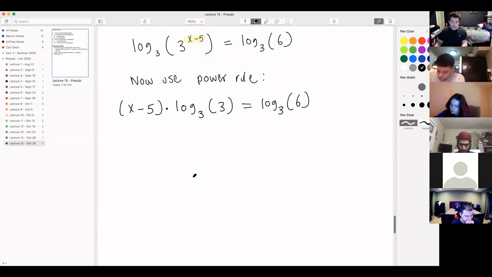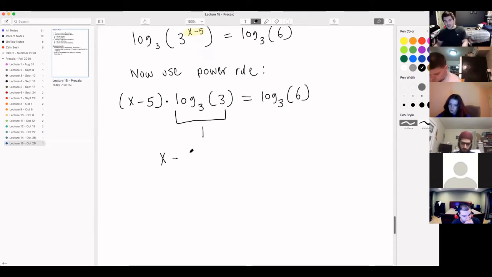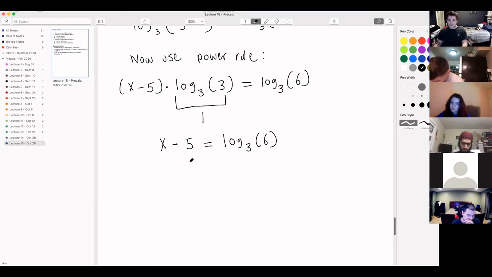Good. And the whole point of using log base 3 was so that this factor of log base 3 of 3 will come out to 1. That's why we took log base 3 and not just an arbitrary one. So that's 1, and this will come out to x minus 5 is equal to log base 3 of 6. Now you just need to add 5 to both sides to isolate x. So the final answer: x is equal to log base 3 of 6 plus 5.